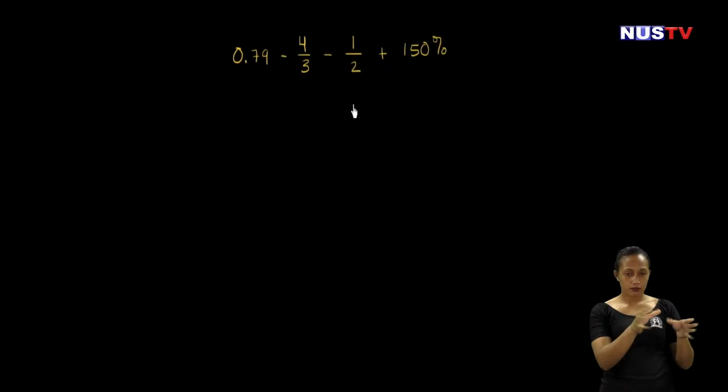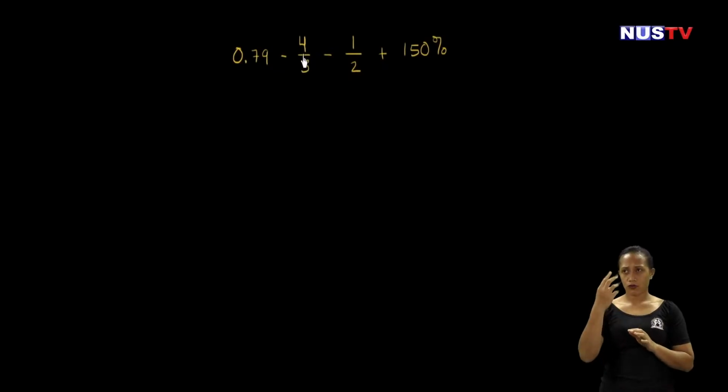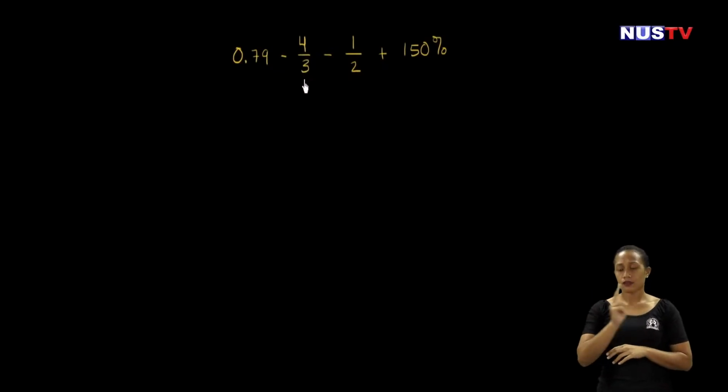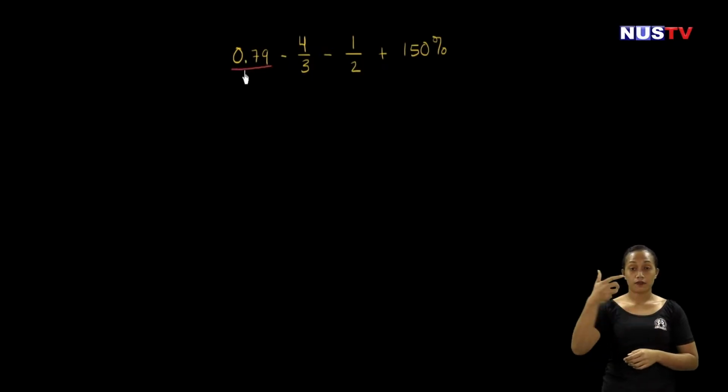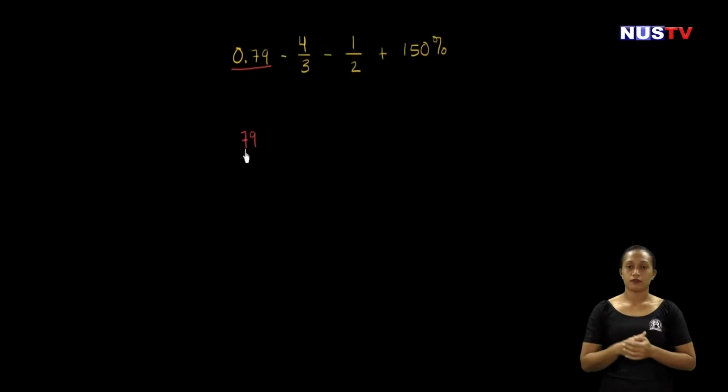And the reason why I wanted that in particular is because 4/3, when you divide by 3, 1/3, 2/3, 4/3, you're going to have a repeating decimal. So to avoid that, I want to rewrite all of these as fractions. So let's do them one at a time. So 0.79, this is the same thing as 79 hundredths. So I'll just write it that way. So this is the same thing as 79 over 100.